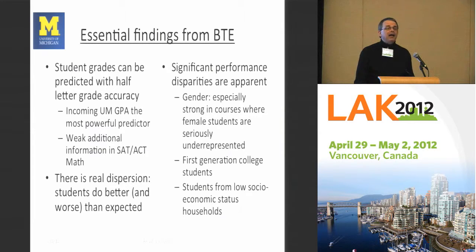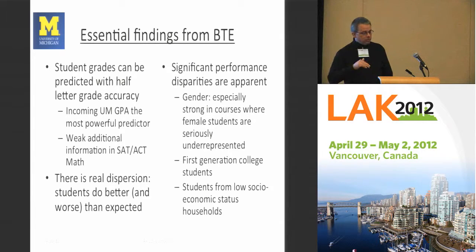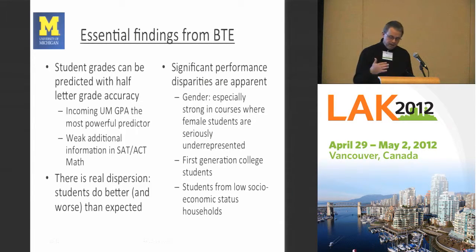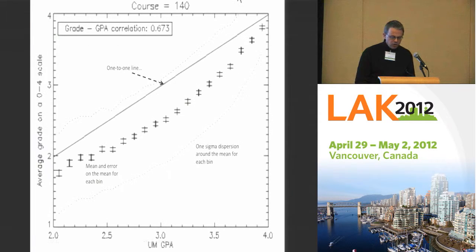There is dispersion in that, about a half a letter grade dispersion. And you can narrow that somewhat with other information. In the particular case of predicting grades in this physics course, math preparation, I guess I would say, is also relevant. And so using the SAT or ACT math scores narrows that dispersion a little, but not very much less than you might guess. There is real dispersion in this, and that's an important fact to remember. There are students who do better and worse than expected, quite a bit better and quite a bit worse. Let me show you some basic findings, and then I'll go back and tell you about performance disparities.